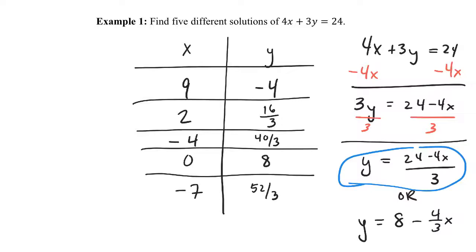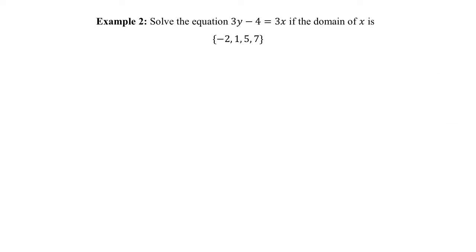Any questions on this concept? Do we understand that there are infinitely many solutions here? Every time I pick another x, I get another y. And if I were to graph these 5 points, what shape would they make? A line, because it's linear. Okay, so let's go on.